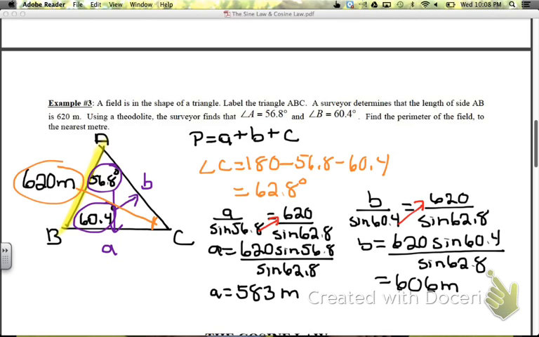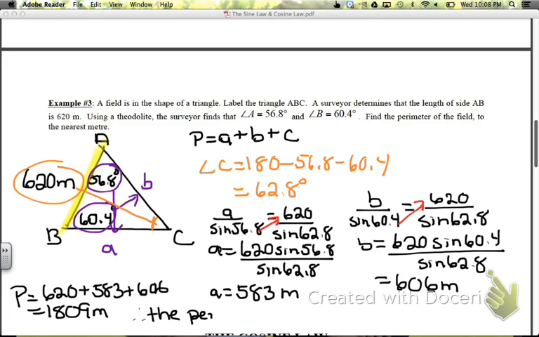And what I will get there is 606 meters. So now we need to find our perimeter, add our three sides together, so 620 plus 583 plus 606, and we'll get a total of 1,809 meters. So therefore the perimeter is 1,809 meters.